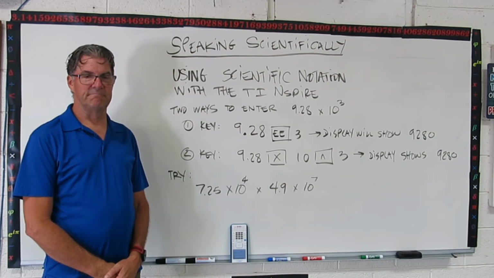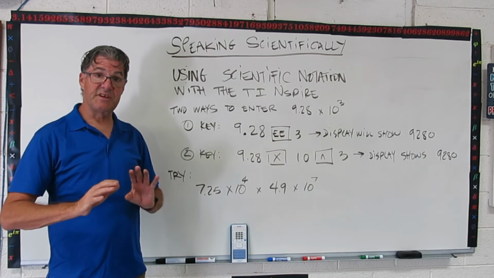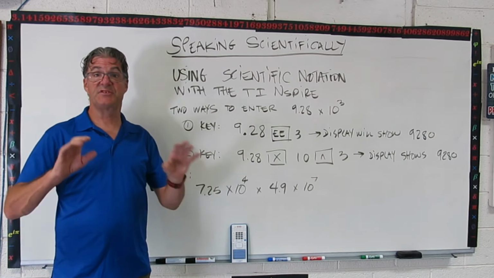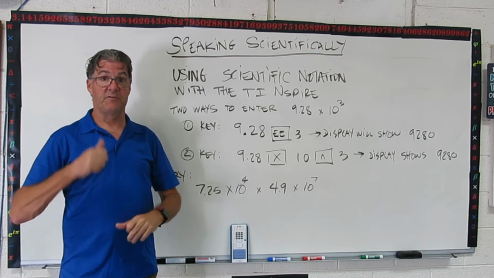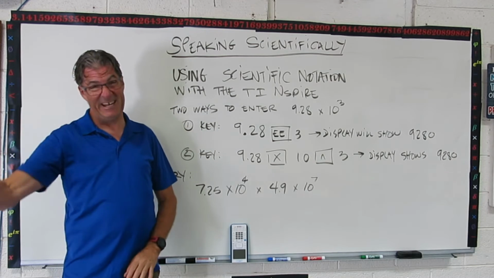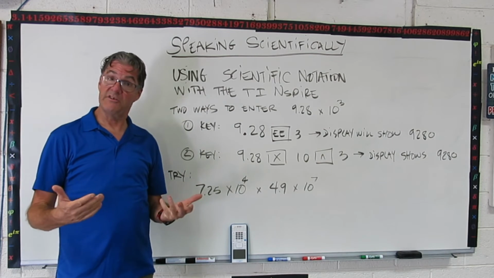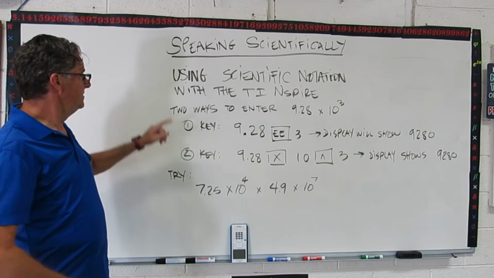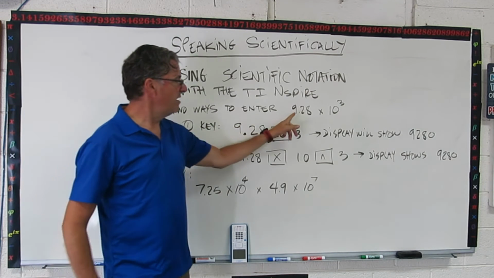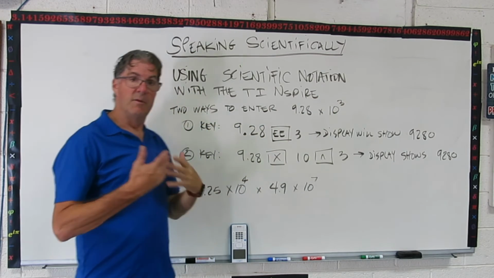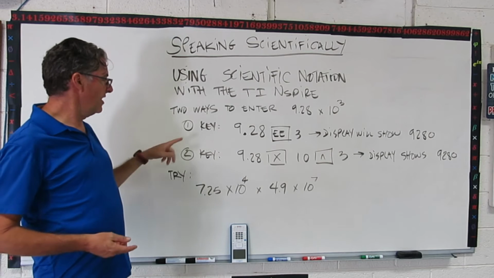And that's it. Okay, in this little segment, we're going to talk about scientific notation and the TI Inspire calculator. So if you have your calculator, what I want you to do right now is pause the video and go get it. Turn it on, make sure it works and all that, so that you can do some of these calculations with the calculator. We're going to enter this number, 9.28 times 10 to the third. Okay? So pretty straightforward.